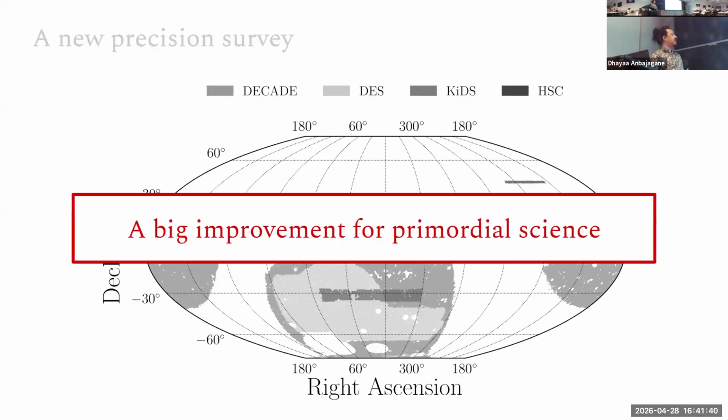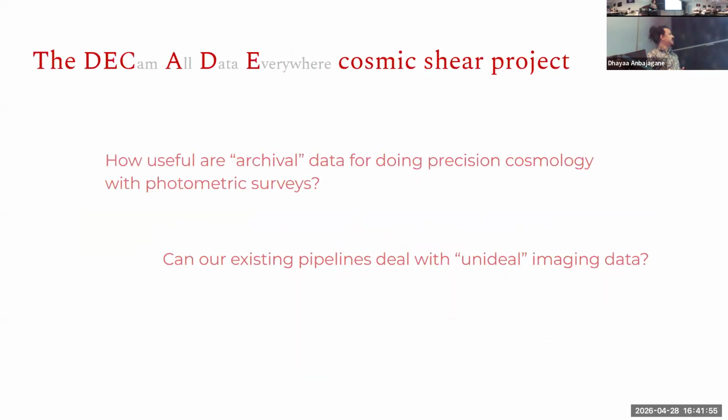And so having more area is very important for this primordial science because you're studying very massive objects. And so it's useful to look at wider area than it is to look at very deep, very faint galaxies instead. You know, these are bright and very large objects in the sky.